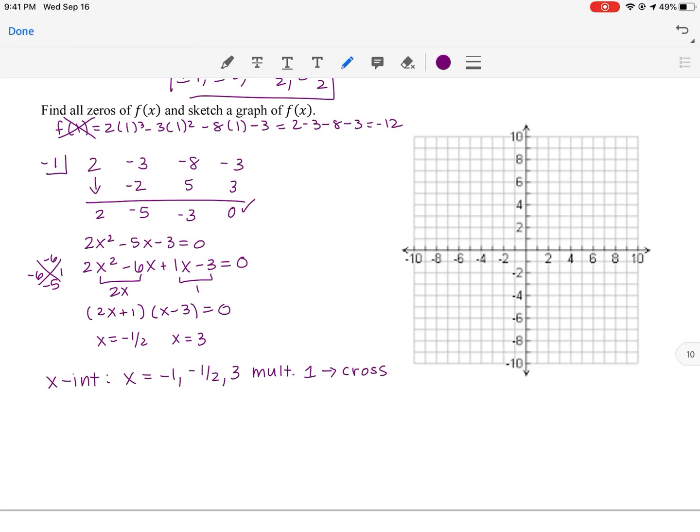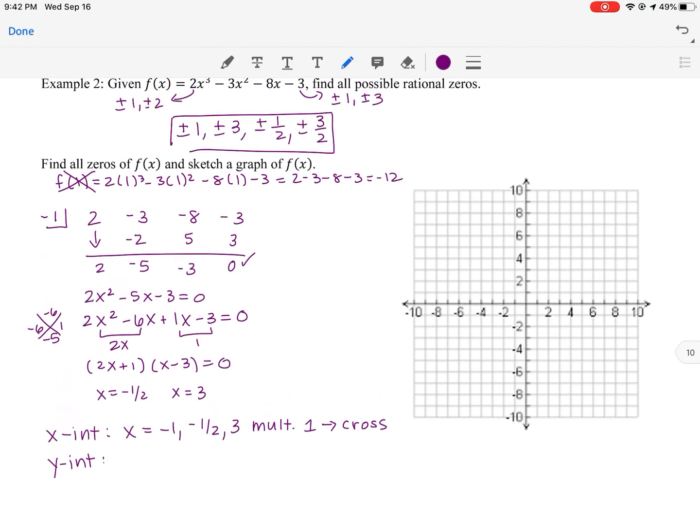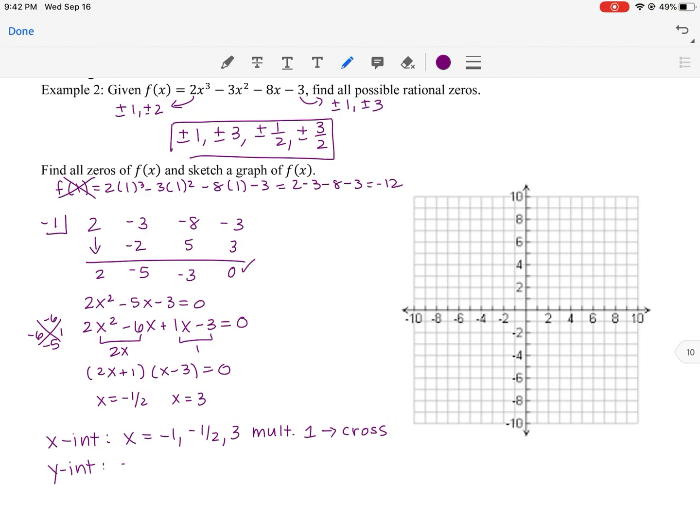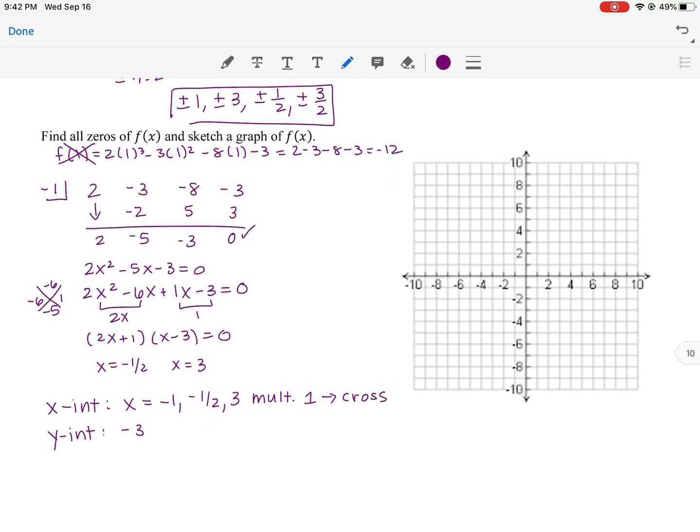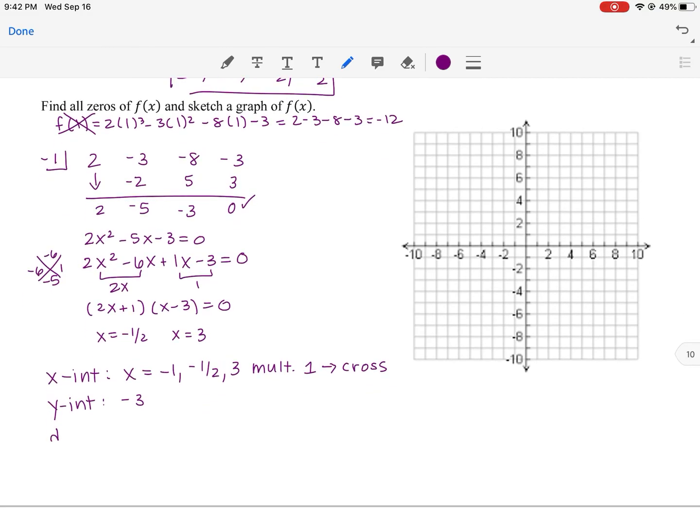The other two things I usually tell you to look for is you should also know the y-intercept. So if you plug in 0 for x, or if you just look at the constant at the end, it's -3. And then last but not least, we should look a little bit at the degree. So it's degree 3, and it is positive because it's got that coefficient of 2. So therefore, we know it starts low and ends high. From that information, that's all they really are wanting of you right now, to go ahead and graph it.